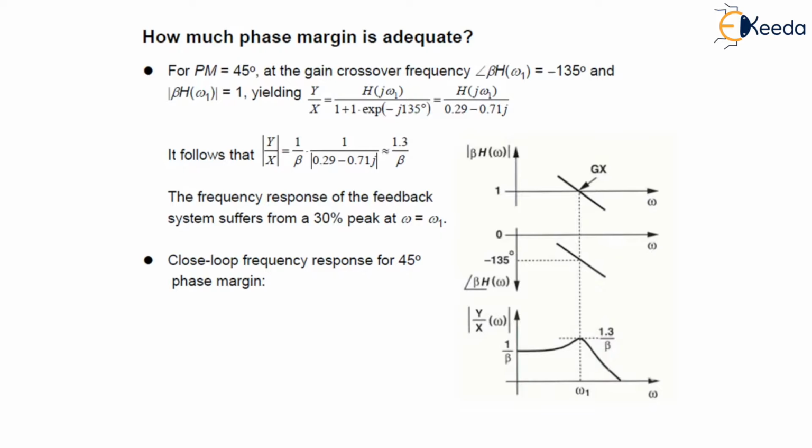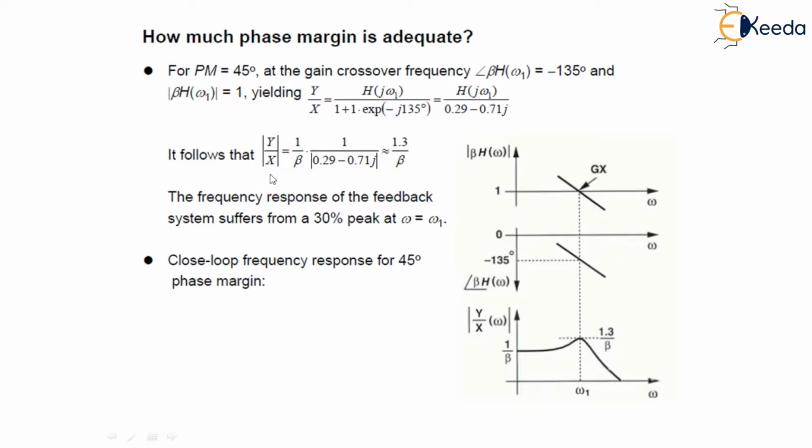at the gain crossover frequency where the phase angle beta h omega 1 is equal to minus 135 degrees, and the magnitude at omega 1 is equal to 1, which yields y upon x. The closed loop transfer function will become h j omega 1 upon 1 plus 1 exponent of minus j 135 degrees, which will become h j omega 1 upon 0.29 minus 0.71 j.